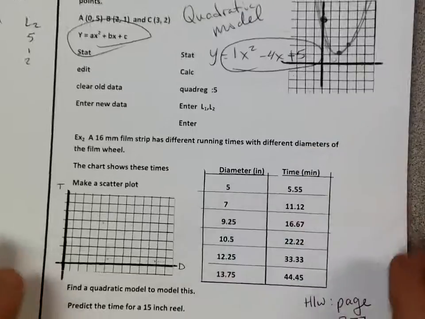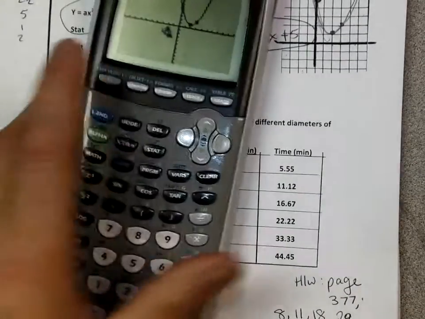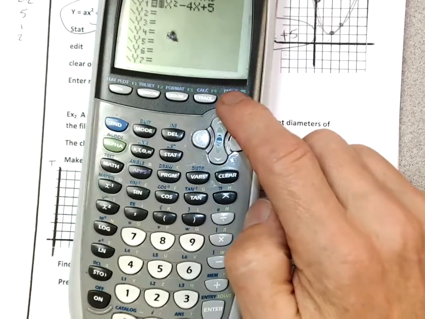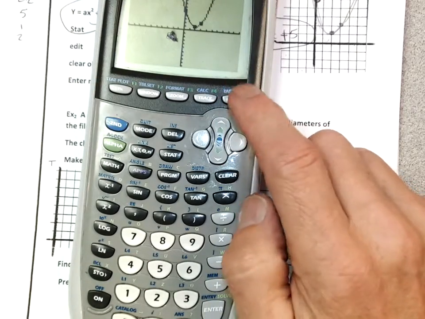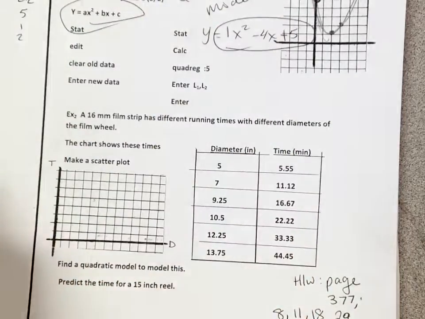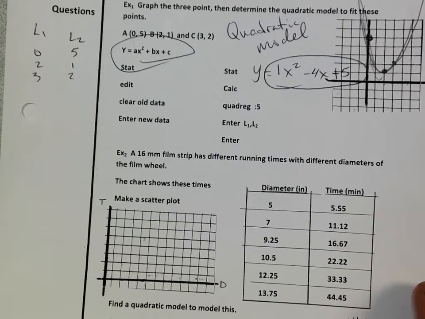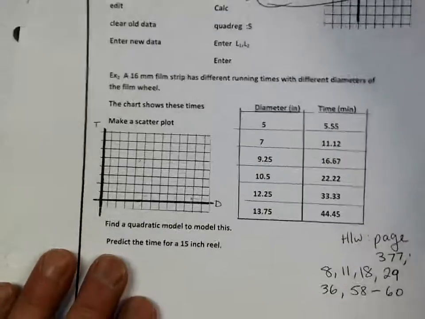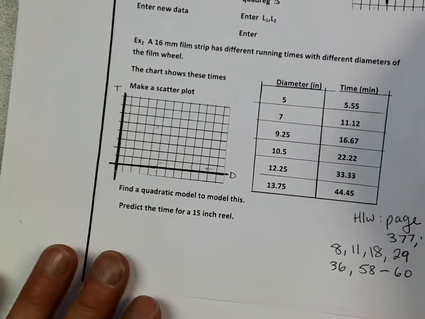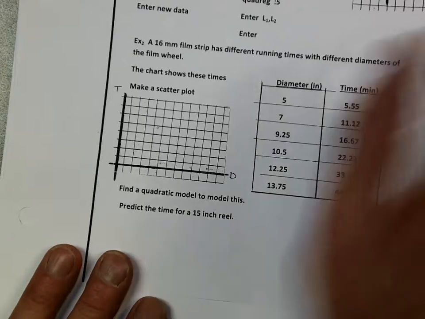So let's do it again. You ready? Mine is just going down. Did you push graph? Oh, graph. Already had. Okay, here we go. Next one. Now, that's it. Okay. Let's do the next one. But you got to pay attention.